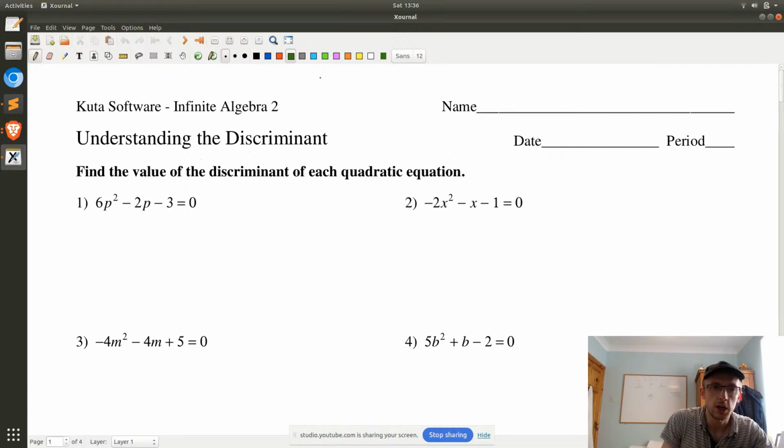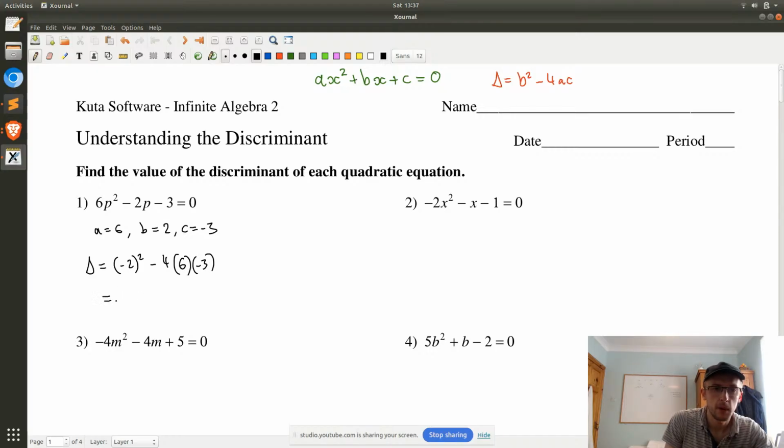The general form of a quadratic equation is ax squared plus bx plus c equals 0. And the discriminant is b squared minus 4ac. So in this particular case here, a is 6, b is -2, and c is -3. And therefore the discriminant is b squared, so that's -2 squared, take away 4 times 6 times -3, which is 4 plus 24 times 3, which is 72, so 76.